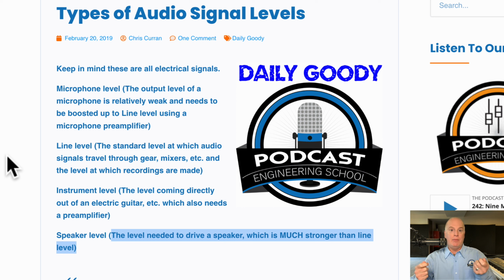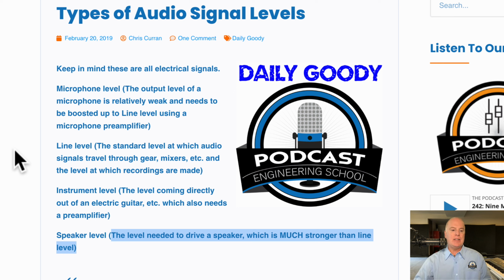So speaker level depends on how high you crank that amplifier, because for some big speakers, you have to crank the level up a lot to drive those big speakers. And that level, speaker level, running through a cable is very strong. It's much stronger than line level.